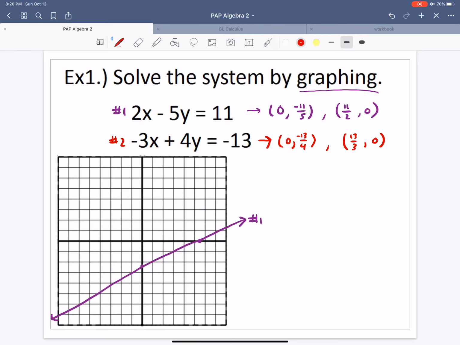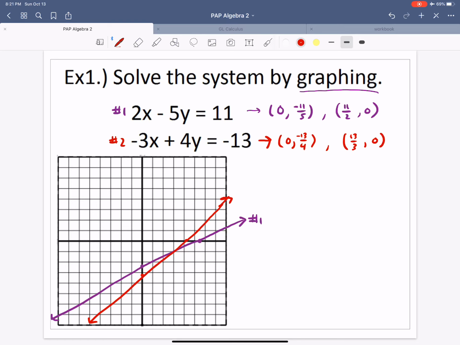Negative 13/4 is just a little bit beyond negative 3. So I go down to 1, 2, 3, and just a little bit further than negative 3. And then 13/3 is just a little bit beyond 1, 2, 3, 4, just a little bit beyond 4. Then I'm going to connect those 2 points, the best I can.